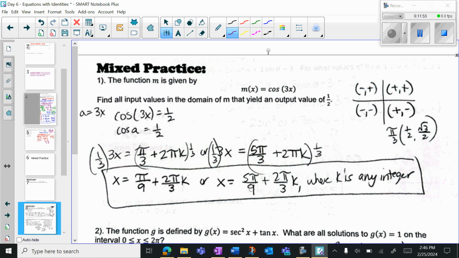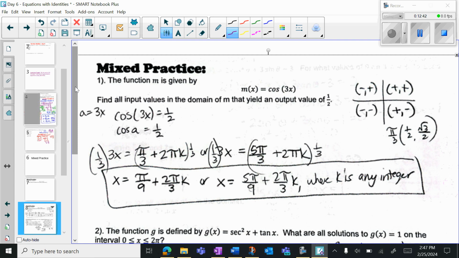If we make 3x equal to a, cosine of a is 1/2. When is cosine 1/2? At pi over 3 and at 5 pi over 3. Set that equal to 3x. And then to get x by itself, you multiply by 1/3 on both sides. So everything gets multiplied by 1/3. So then your final answer should be x is equal to pi over 9 plus 2 pi k over 3, or x is equal to 5 pi over 9 plus 2 pi k over 3, where k is any integer. And think about that logically. If your frequency is 3, and remember your period is 2 pi, so 2 pi over 3 is where you get that.